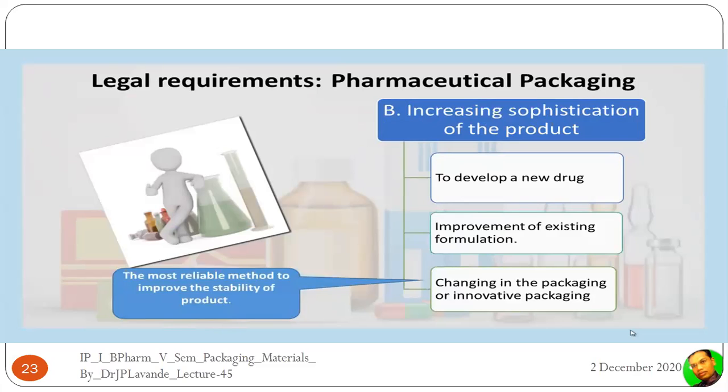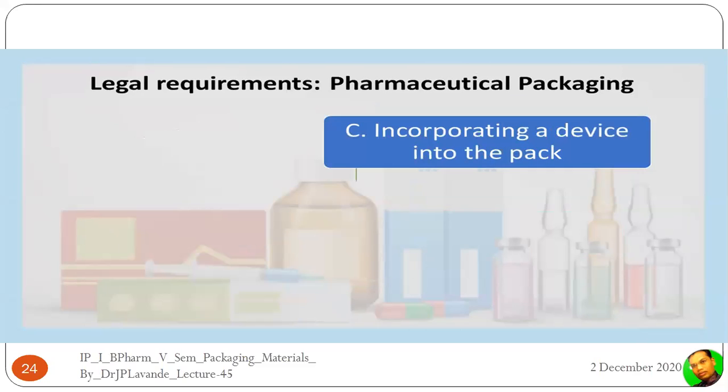But compared to that, if we go for just modifying the packaging of the product or improving the existing formulation in terms of its packaging, that will give rise to a new line of product. So compared to developing a new product or discovering a new drug molecule, changing the packaging or going for improving or having some innovative packaging is the most reliable method in order to improve the stability of the product compared to the development of a new drug.